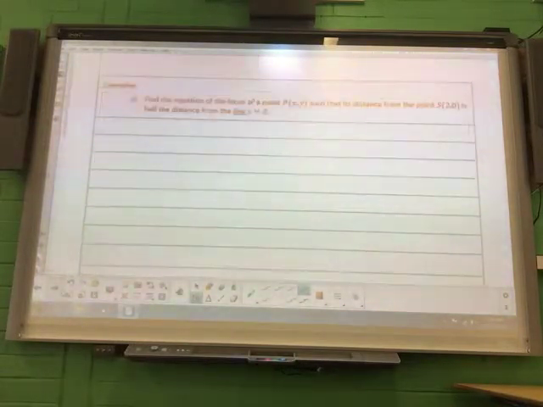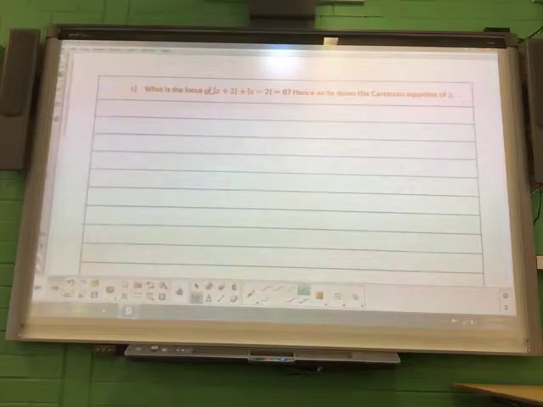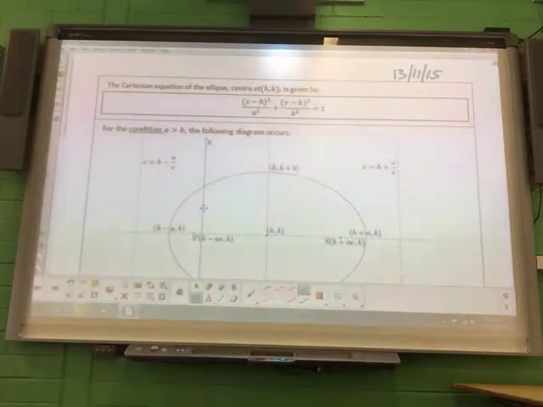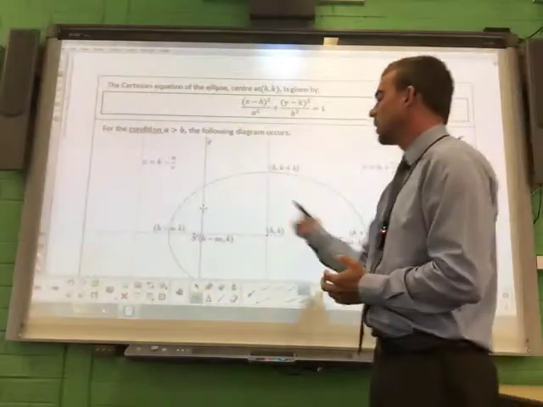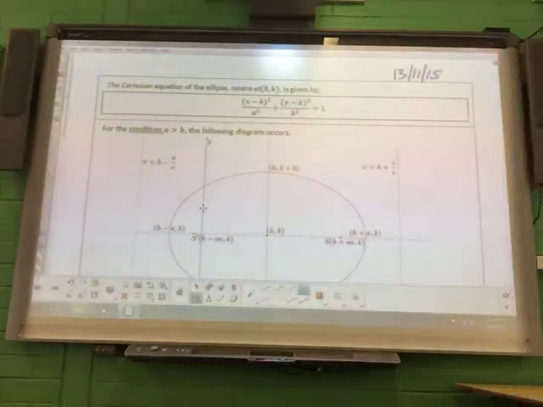So we went through those two examples. Those two examples were assuming that the axis of symmetry is the actual x and y axis. Now we need to look at what happens when we're not at the centre, so the centre of the ellipse is not at the origin. So there's your equation.